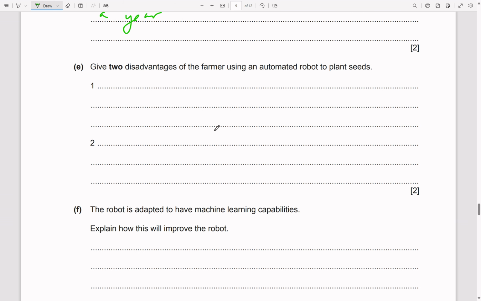Give 2 disadvantages of the farmer using an automated robot to plant seeds. An easy one, let's say high initial setup cost, or let's say initial setup and purchase cost.